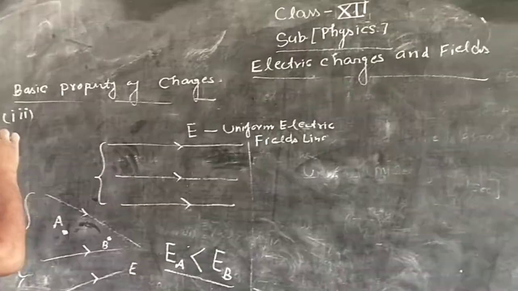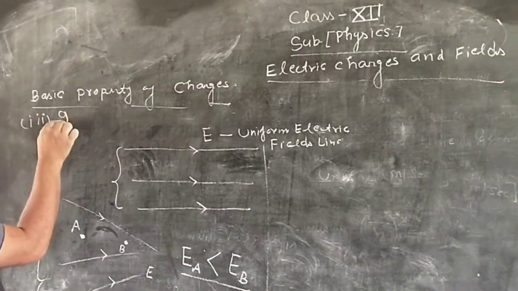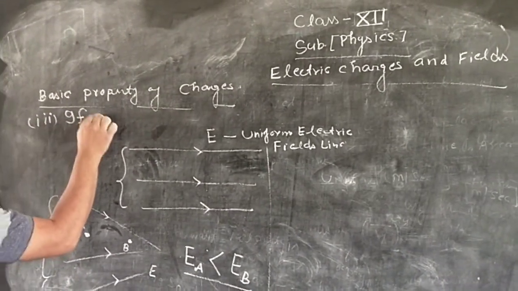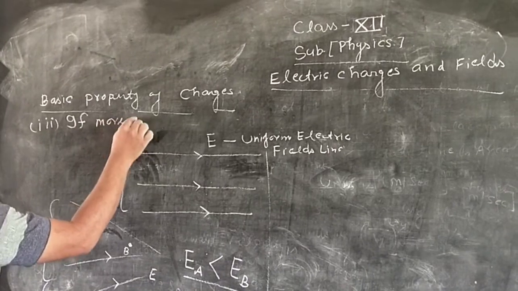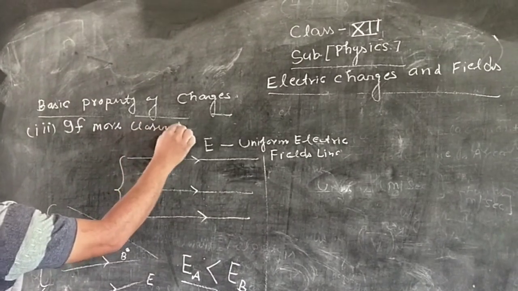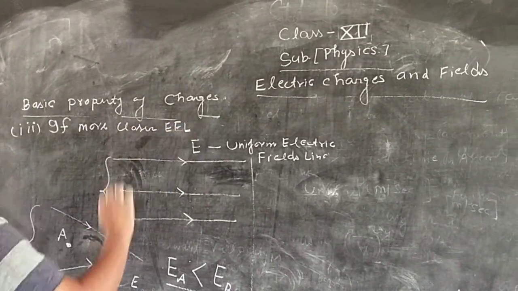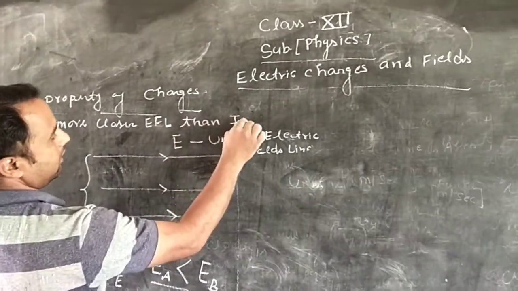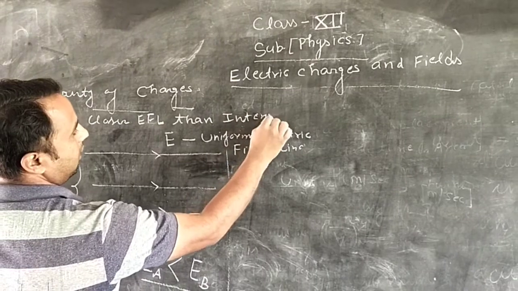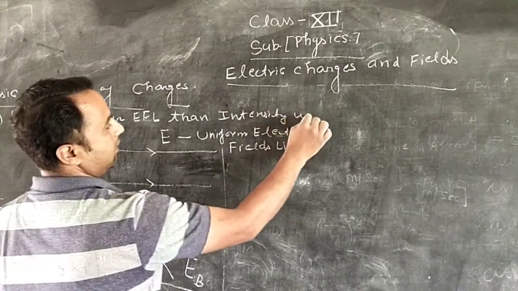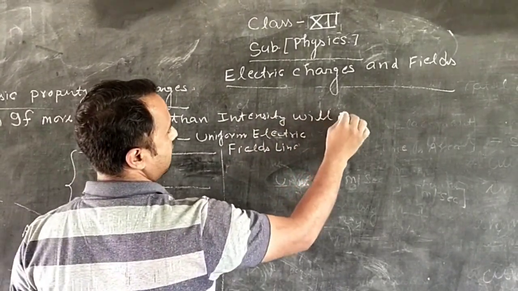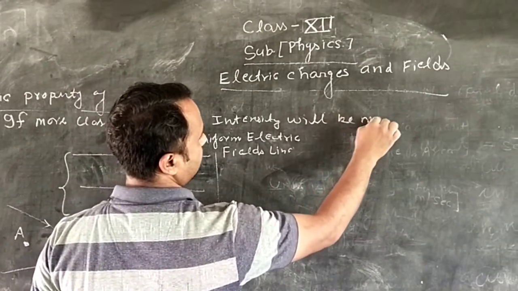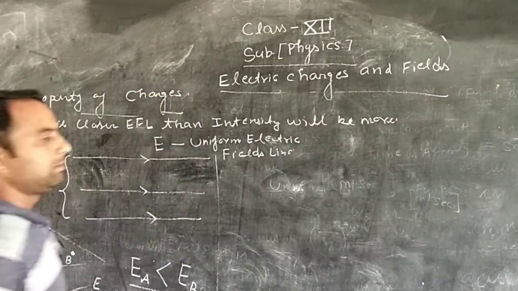Here we have to conclude that if there are closer electric field lines, then the intensity will be more. This is the important factor.